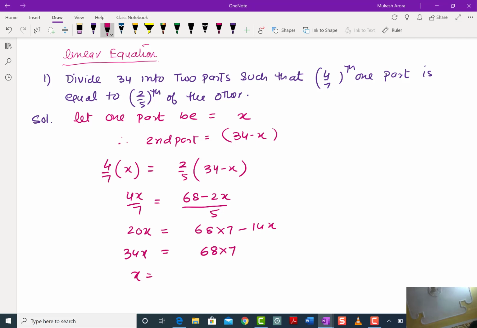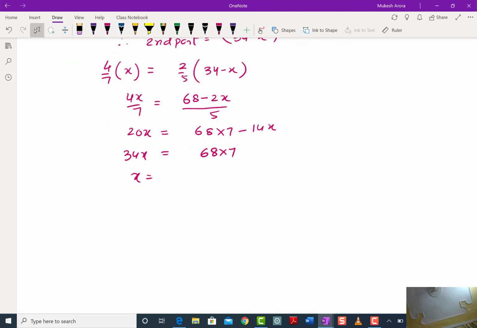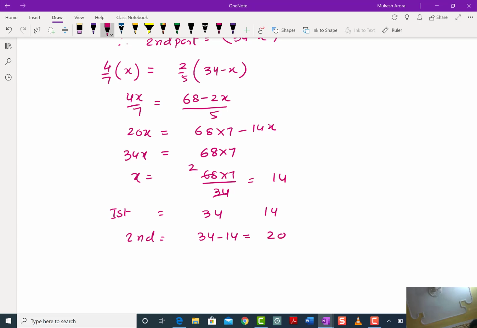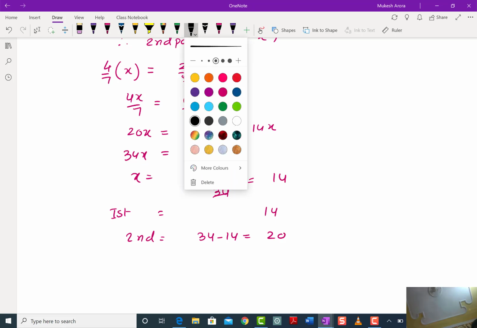x is equal to... there is no need to multiply these numbers. We can leave it as it is because we have not reached the final result, so it will save our time and the calculation. So the first part will be 14, and the second part will be 34 minus 14, which is 20. Even if we want to check, we can check how it is.